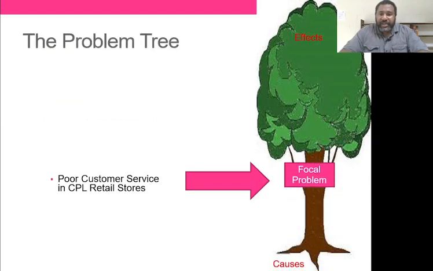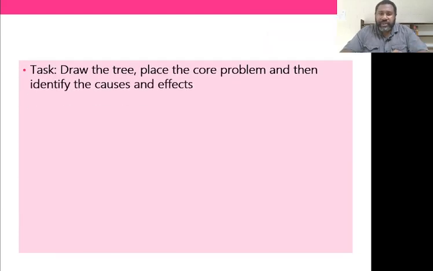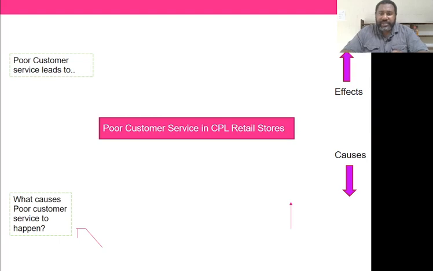So you can do something like this: the poor customer service in CPL retail stores. There's a focal problem, and then what would be some effects and what would be some causes. So if we drew the same tree like this, we would list the problem in the middle, and then the effects, arrow pointing up, and then causes, arrow pointing down. So I'm just putting a small guide here, this box on your left hand side.